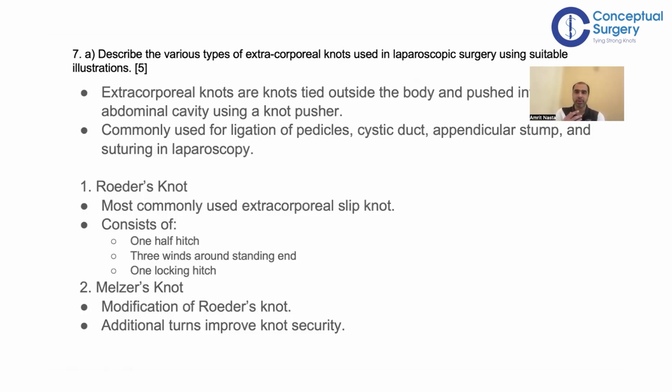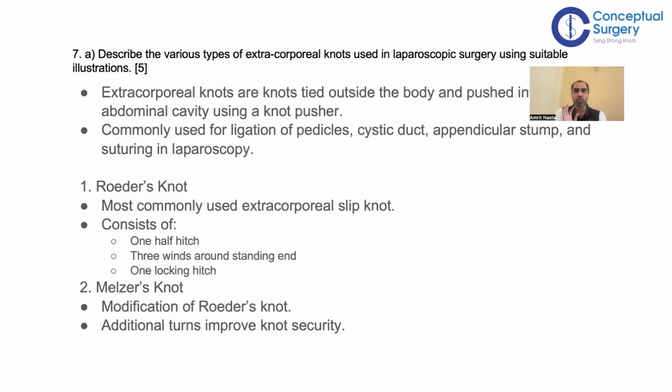But for that, first you need to know what an extracorporeal knot is. And one or two you would have seen in practice, right? Like when we do appendicectomy, we make that knot outside. And with the knot pusher, we push it in and then we put it on the appendix base. So those kind of knots, at least you would have seen. So with some imagination, you can generate their illustration, right? So that knot was called the Roeder knot.